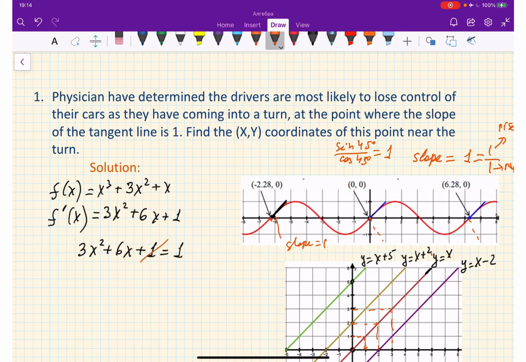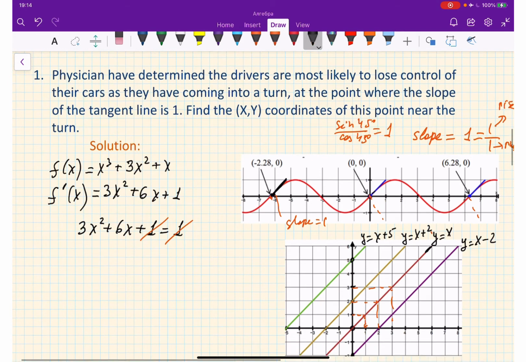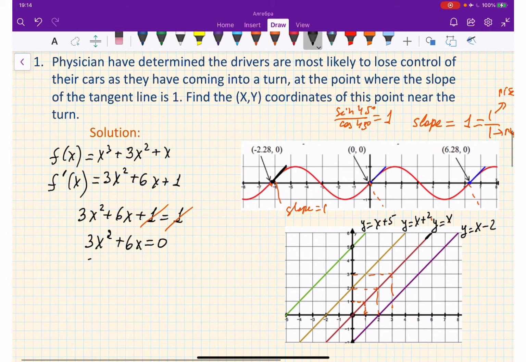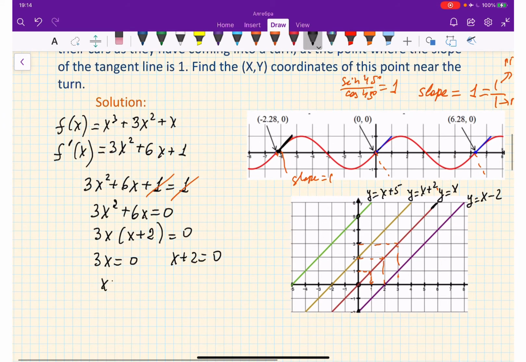Okay, I'm canceling and I'm getting... The solution is the easiest part. The understanding is the more difficult part because you need to understand so you can use the proper operation. So 3x squared plus 6x is equal 0, and that factors as 3x times x plus 2 equals 0, and we get 3x is equal 0, x plus 2 is equal 0, so x is equal 0 accordingly, and x is equal negative 2. Okay.